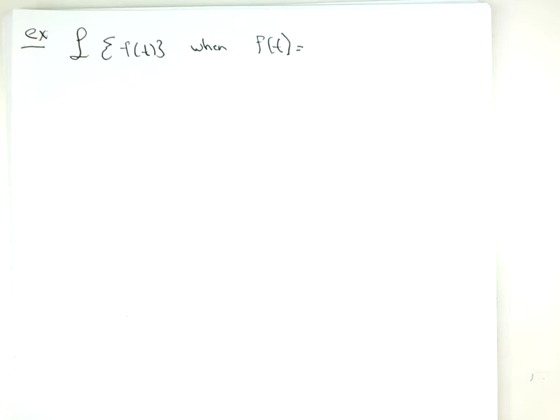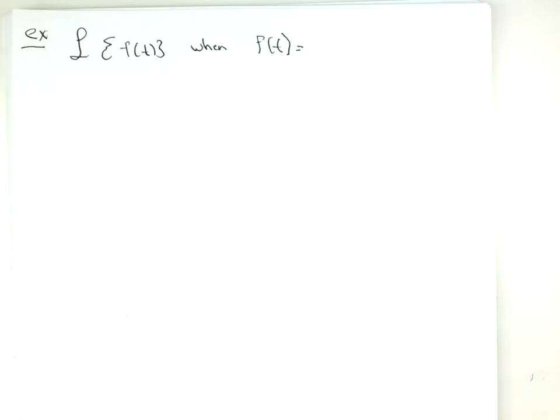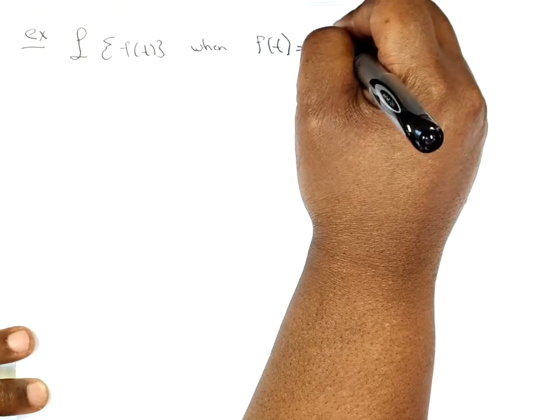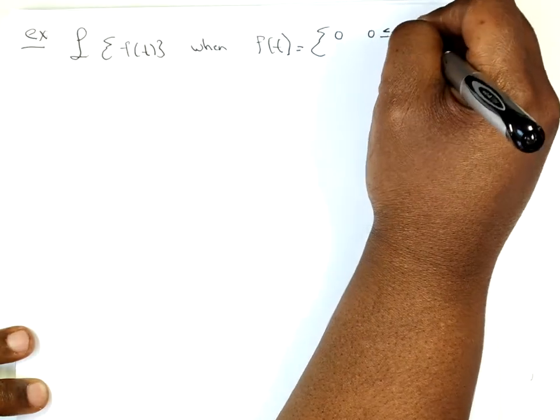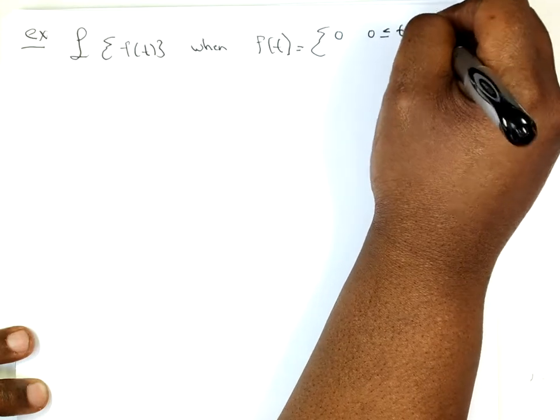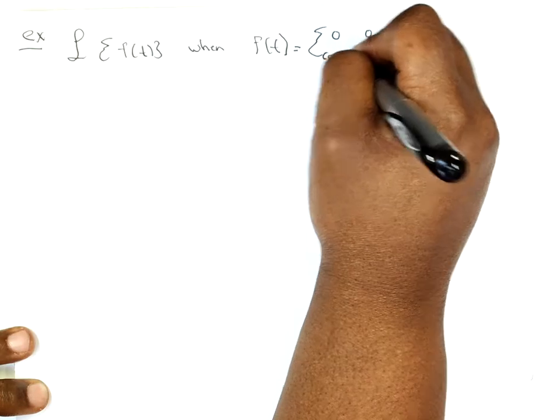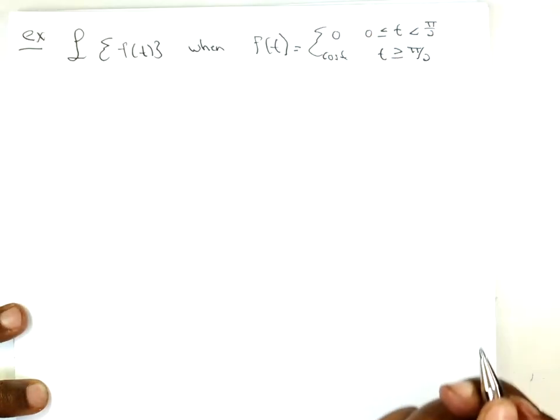I have one more example of a piecewise function. And just to show you, I know that they can be really messy. So this piecewise function is 0 when 0 is less than or equal to t less than pi over 2, and cosine of t when t is greater than or equal to pi over 2.